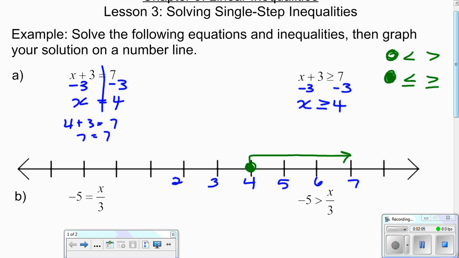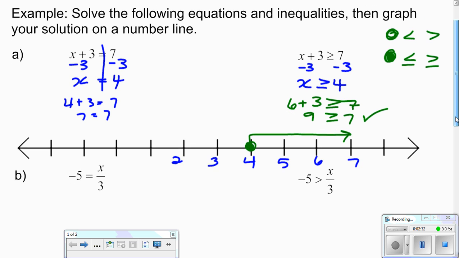And so the way that we check is we pick a value that's bigger. So let's pick 6. So 6 plus 3 has to be greater than or equal to 7. So 6 plus 3 is 9. 9 is greater than 7. So yes, our arrow is going the right direction. So in this case, there's a range of possible solutions. So 4 would be the lowest possible solution, and then anything larger than that are all acceptable values for x.